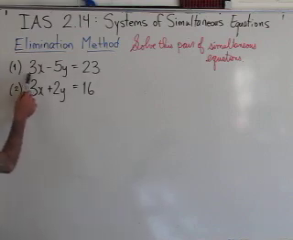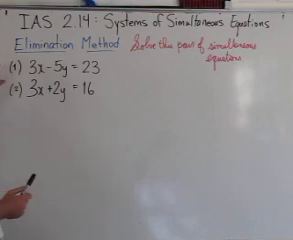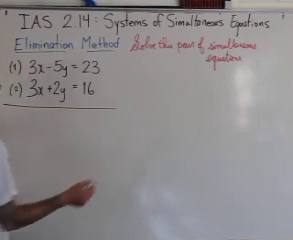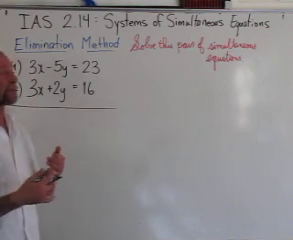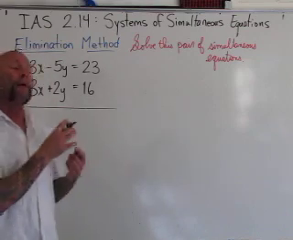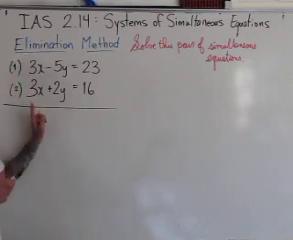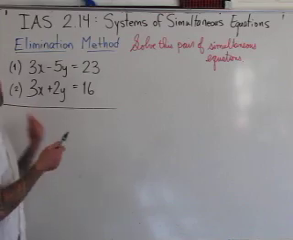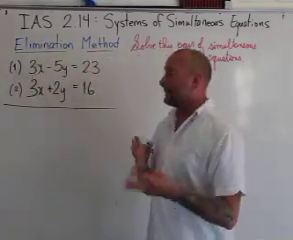So here, 3x and 3x. I've got the same coefficient in each equation. So what I'm going to do here is I'm going to subtract. In order to eliminate one of the variables, you can add them together, but sometimes you might want to subtract. And why is it in this one subtraction works, where in the last one addition worked?